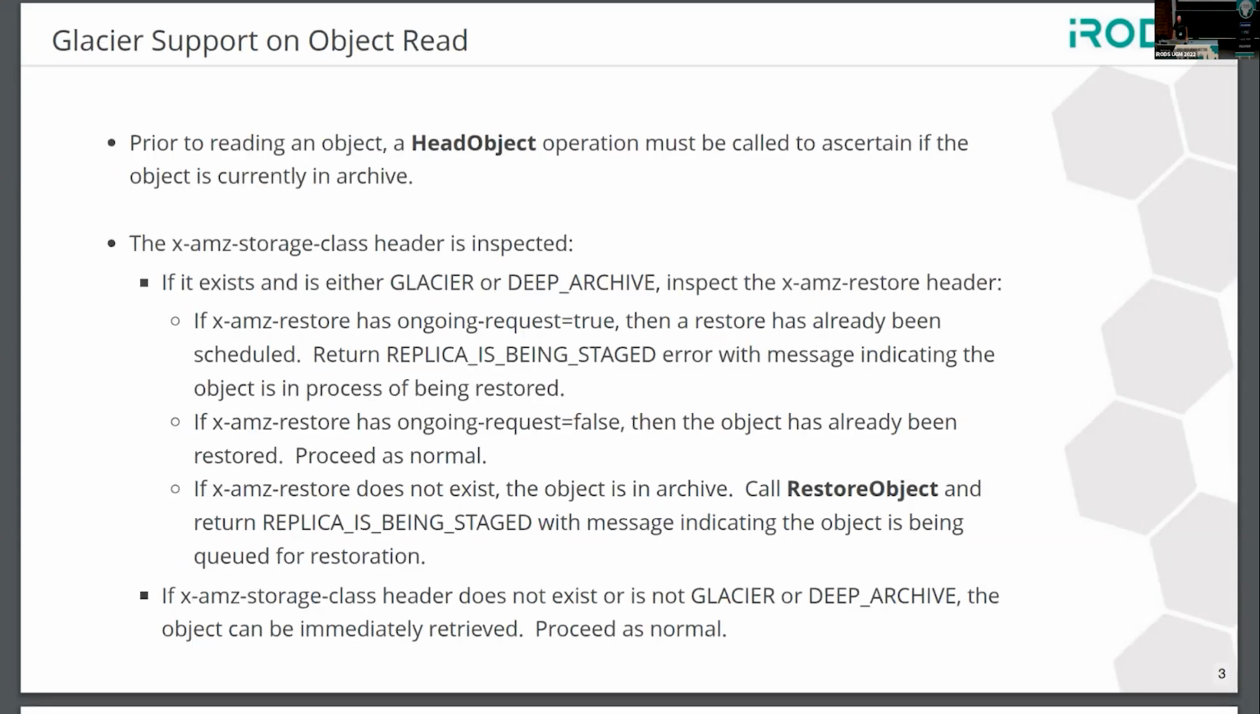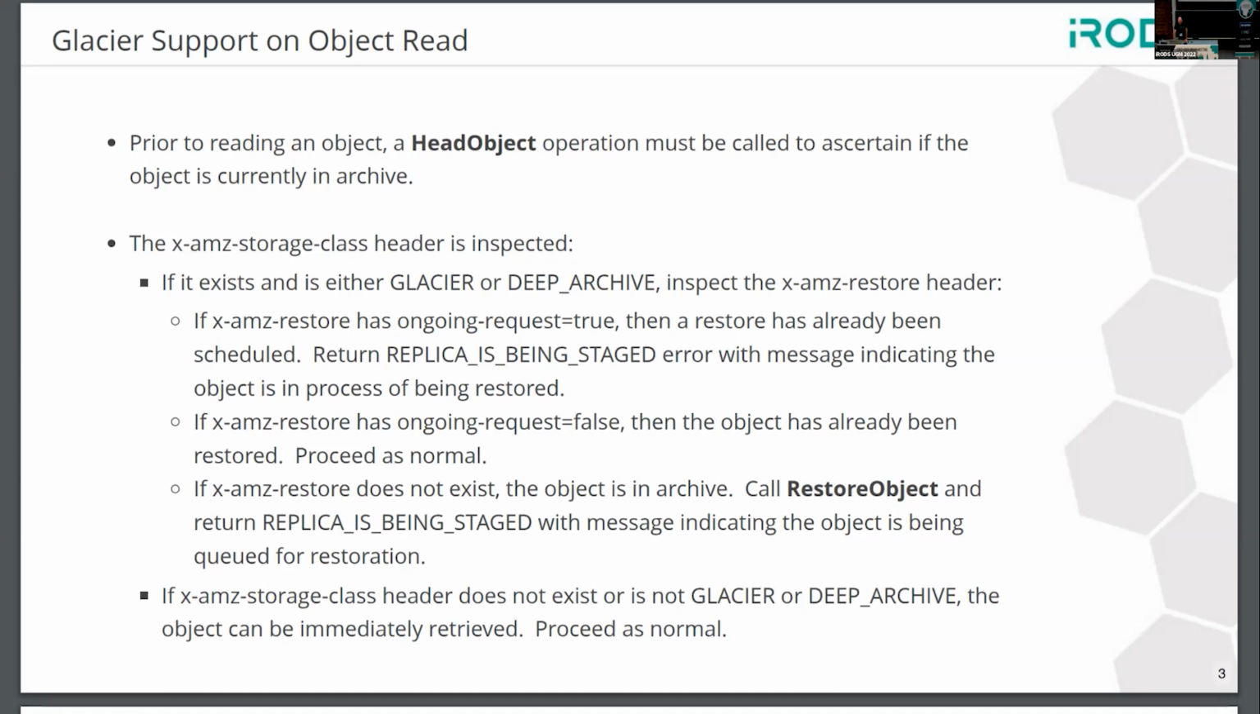Okay, so how we implemented this. On reads, we have to do a head object to get the status of the object to see if it's in Glacier or not. The way we do that is we look at the XAMZ storage class header. We inspect that. If it exists and it's in either Glacier or Deep Archive, there are three different scenarios to deal with.